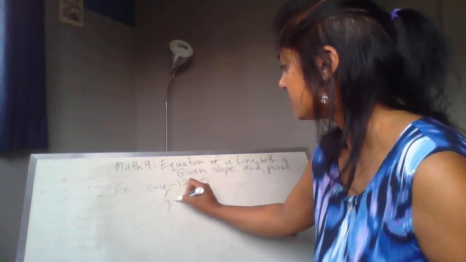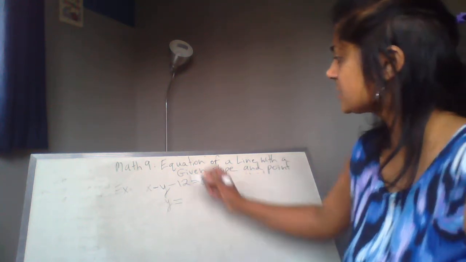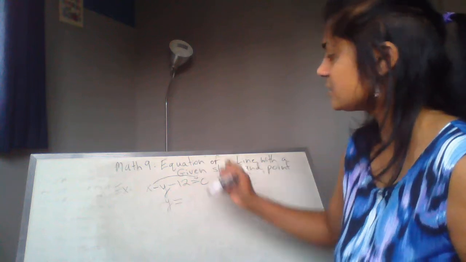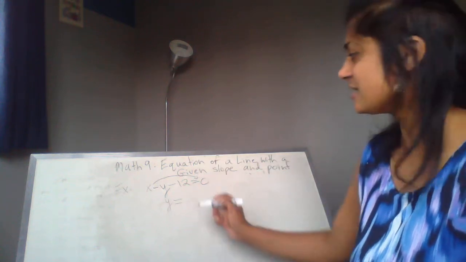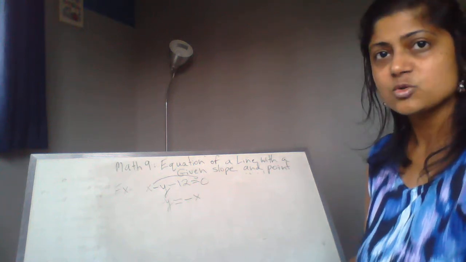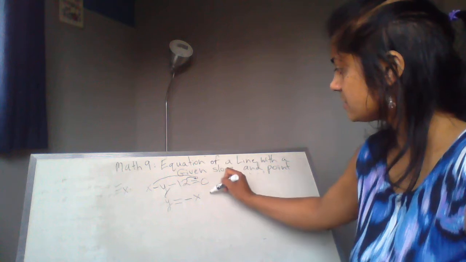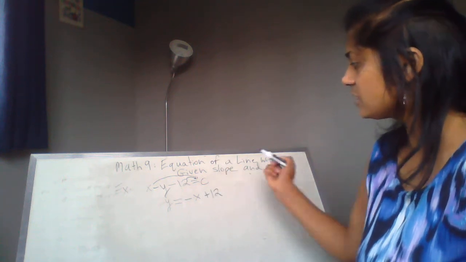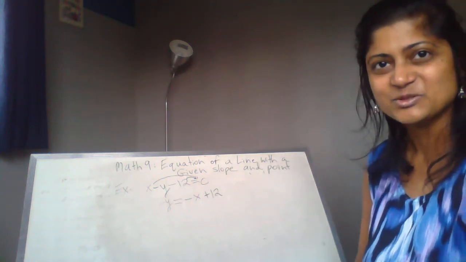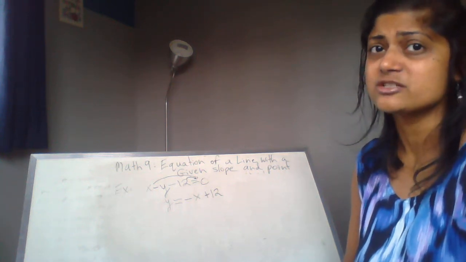Make sure you're taking the sign in front. I noticed that the y is negative here, so I'm putting negative y. I'm going to take the x to the other side, and this becomes negative x. Notice that the 12 is negative on the left side. I'm moving it over to the right side, and it's going to be positive 12. Just move everything to the opposite side and change the sign.